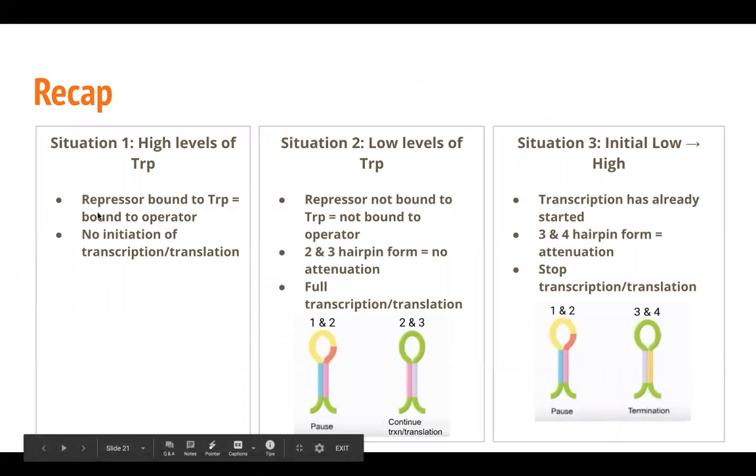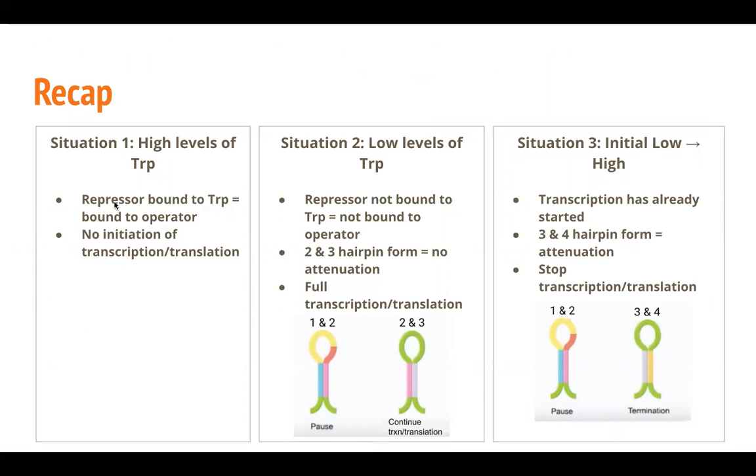So you'll start with, like I said, the high levels of tryptophan, which I think are the easiest, because the repressor binds to the operator when it's bound to tryptophan, because there's a lot. So there's just no transcription, no translation, just a big stop sign when there are lots of tryptophan molecules around.